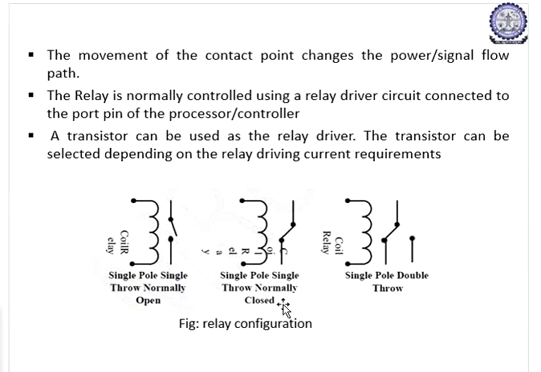When a relay is energized, it becomes closed and starts communicating with the circuit. Now single pole, double throw: there are two paths of information flow. They are selected by energizing or de-energizing the relay. Either it will be energized or de-energized. So these are the various relay configurations.